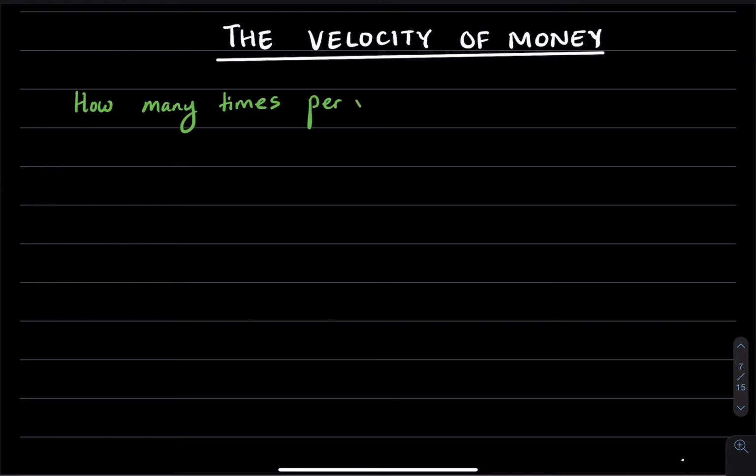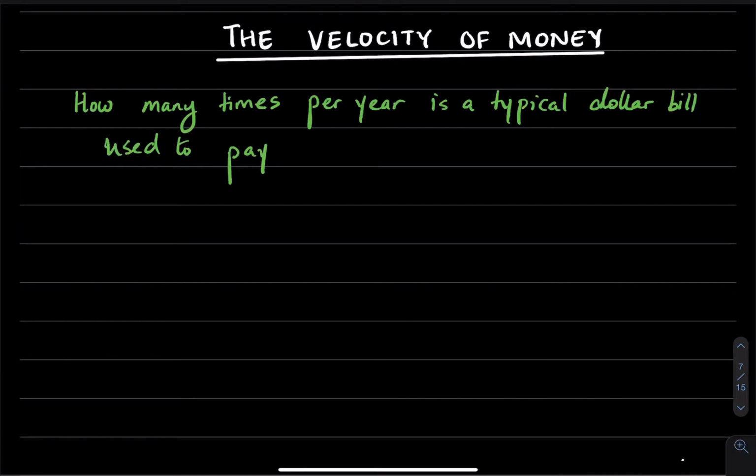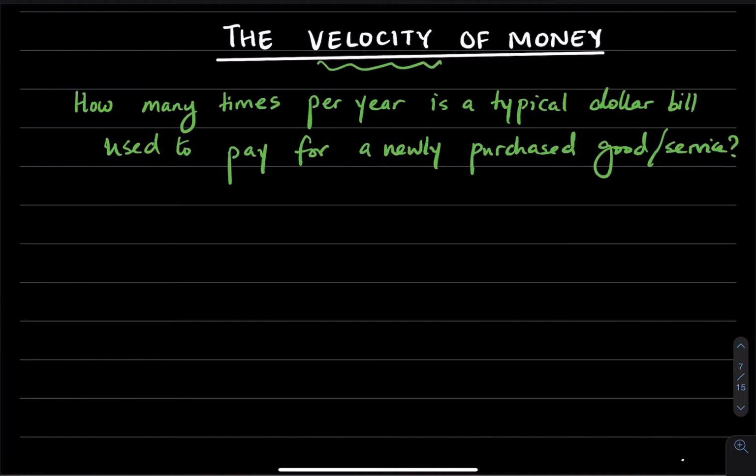per year is a typical dollar bill used to pay for a newly purchased good or service. The answer to this question is going to be given by a variable that is called velocity of money.